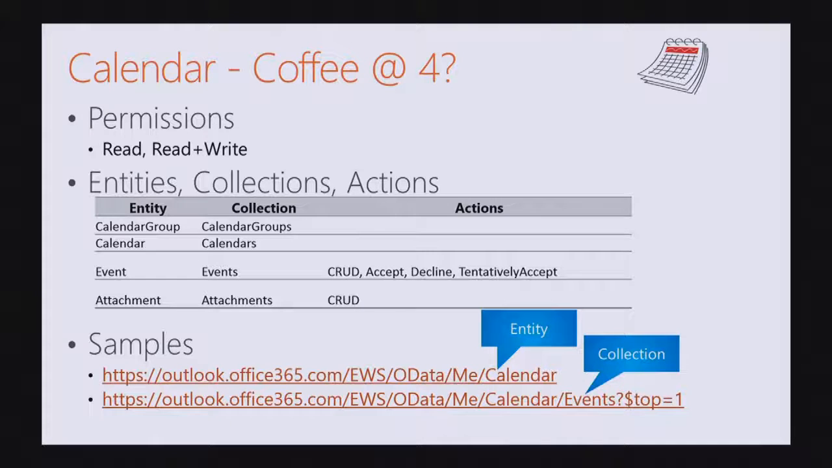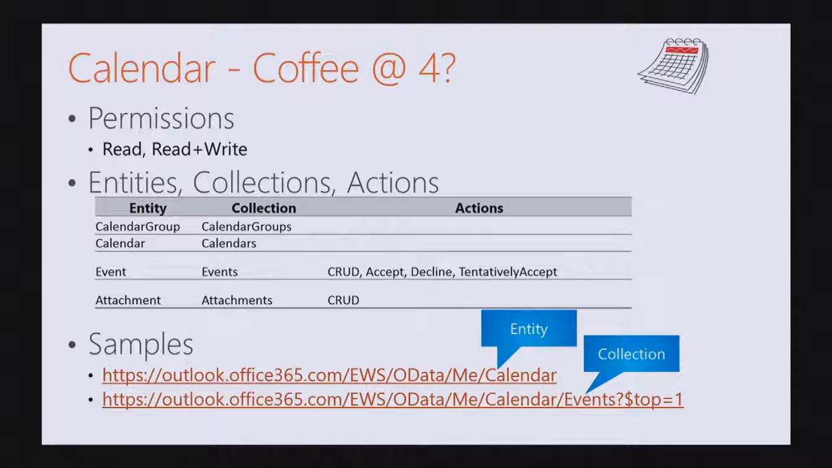So the main entities are calendar group. This is just a logical grouping of different calendars. So in Exchange, you can have multiple calendars associated with you. A calendar group is a way to say, okay, this is my family calendar, this is my work calendar, this is my project X calendar. And then you can have multiple calendars within them. Right now, we don't offer create or update on calendar groups and calendar.